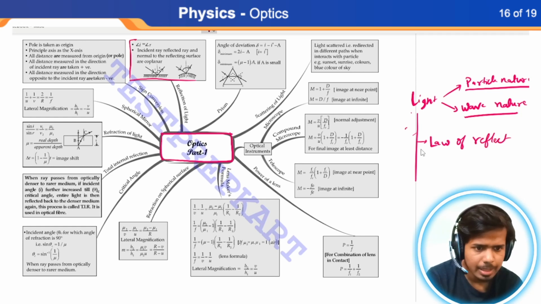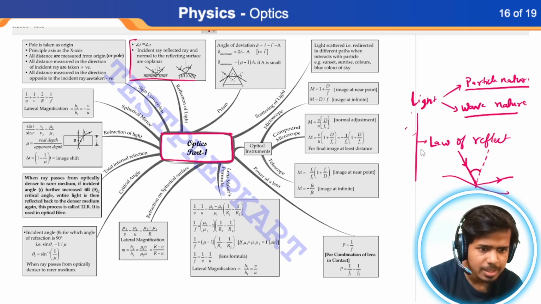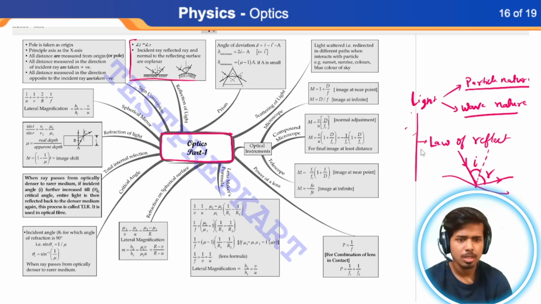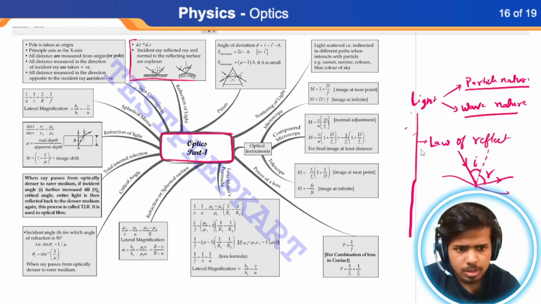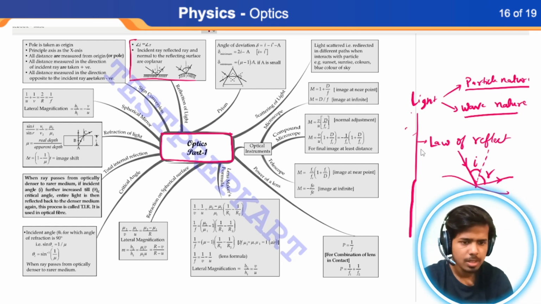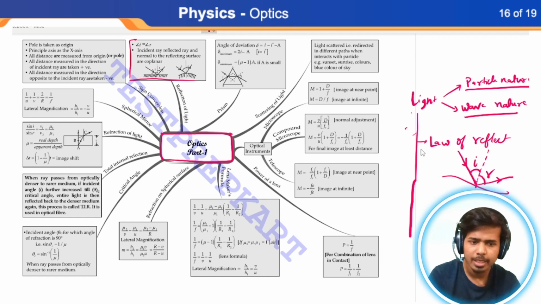that if it's any surface, let's say this surface, if light is coming in this direction, it will be reflected in such a manner that if you draw a perpendicular to the surface at this point, then the angle of incidence i will be equal to the angle of reflection. This is the law of reflection. And there is another law, we'll talk about it later. But based on this, we draw something called a ray diagram.